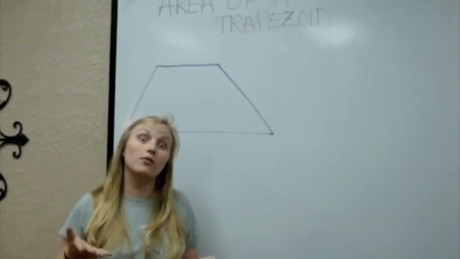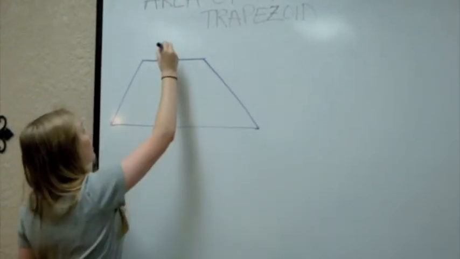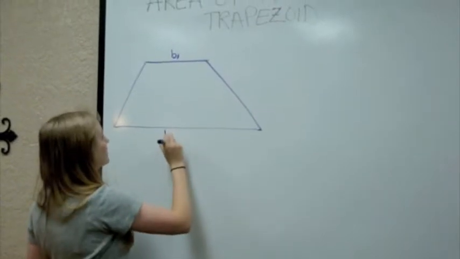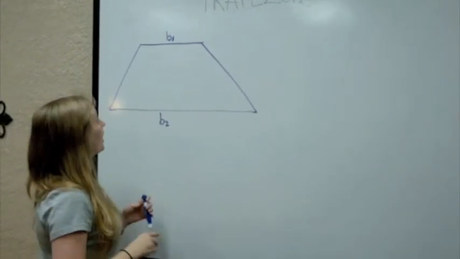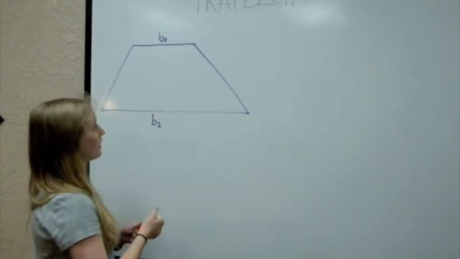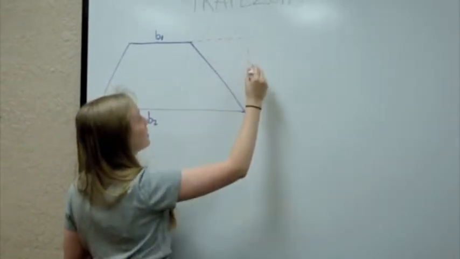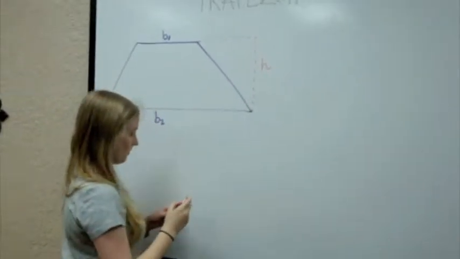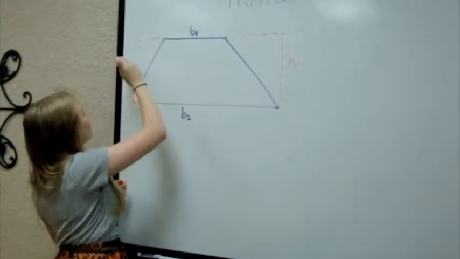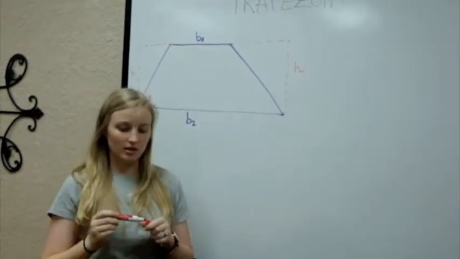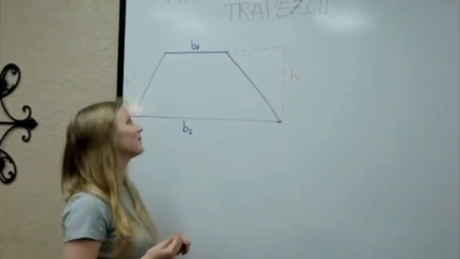Okay, so what we know first is that a trapezoid has two different bases. We have base 1 and base 2. We also know that a trapezoid has a height, and a height connects the top base and the bottom base. So over here I have our height. I'm going to come over here and do the same thing. And we have a rectangle. So now we're going to find the area of the rectangle to help us find the area of the trapezoid.